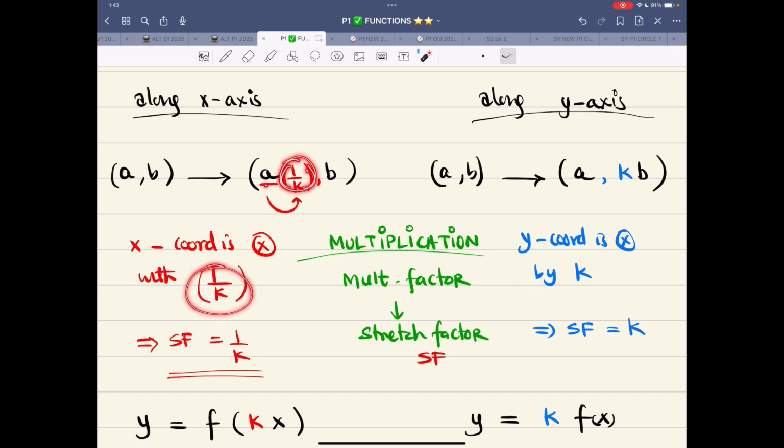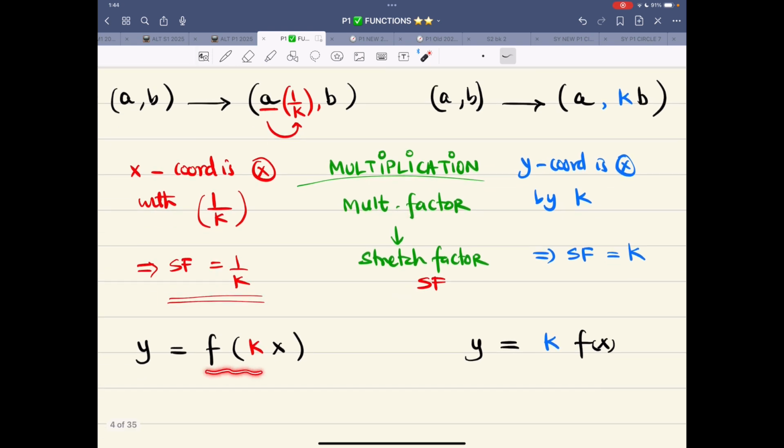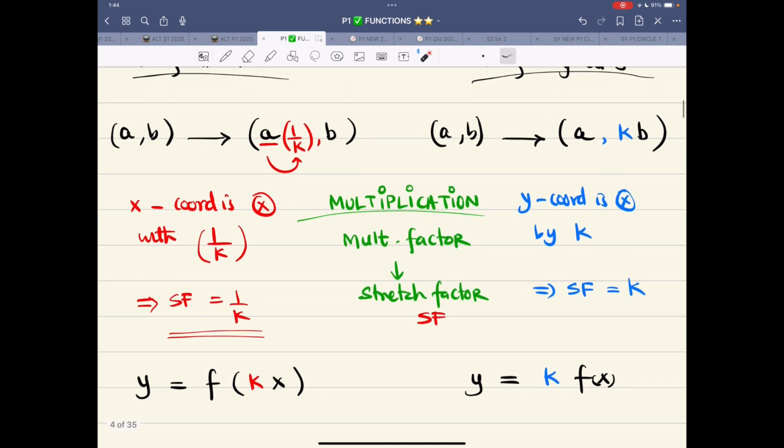This 1 over k is the stretch factor, the scale factor, the multiplication factor. Now over here, how will the equation look like? F of kx, the stretch factor would be the reciprocal. The x coordinate is multiplied with 1 over k. Let's stick with the word multiplication. We won't use the word division, so as to avoid confusion. Multiplication, that is what we are focusing on. If it's a k written over here, the x coordinate is multiplied with 1 over k. Whatever is the multiplication factor, that is the stretch factor.